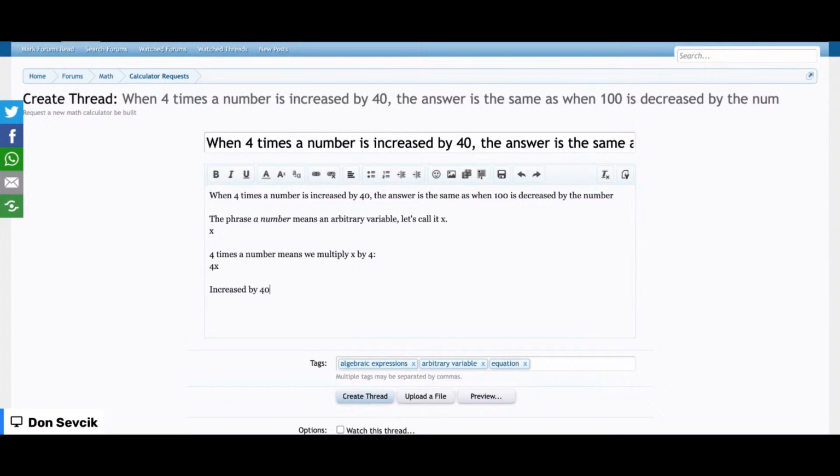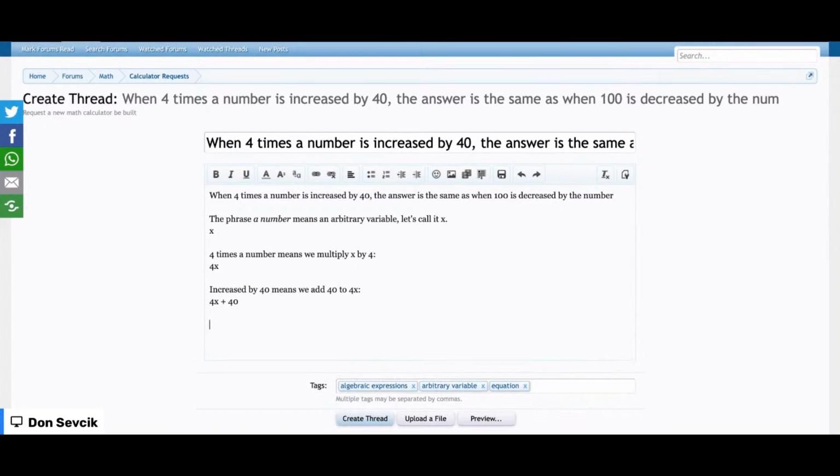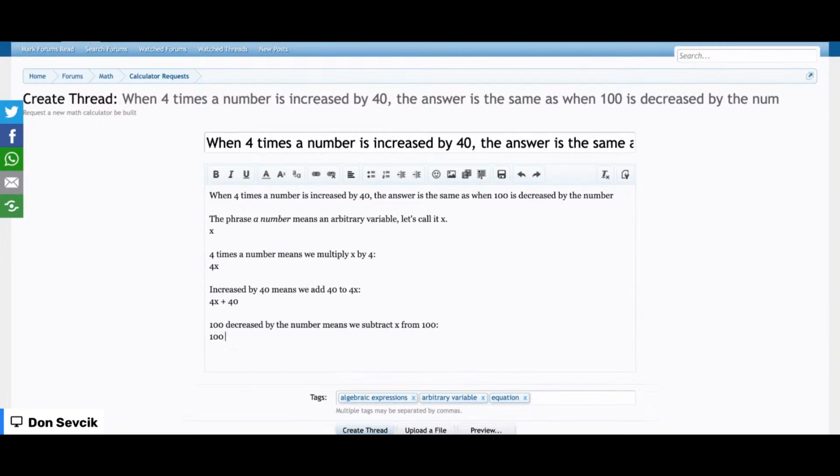Increased by 40 means we add 40 to 4x plus 40. Okay. What I did here is I took this one term and I'm breaking it out. We've got a number is x, 4 times that is 4x, increased by 40. And that's our first term. 100 decreased by the number means we subtract x from 100. 100 minus x. Now we've got two terms.